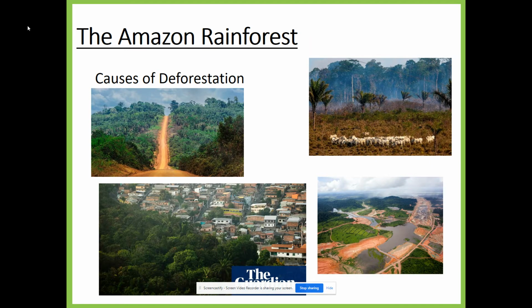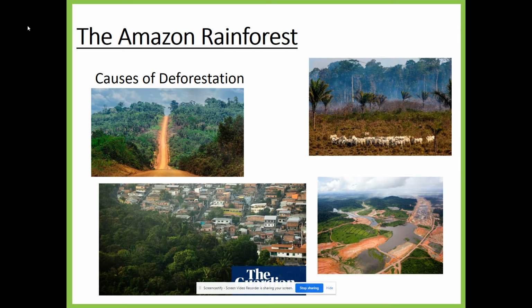Now, if we have a look at the causes of deforestation in the Amazon, there are many. The first one we're going to talk about is farming. Now, farming takes two different forms. It can be subsistence or commercial farming. Commercial farming generally tends to have more of a negative impact on the Amazon. Subsistence farming does lead to deforestation, but on a much smaller scale.